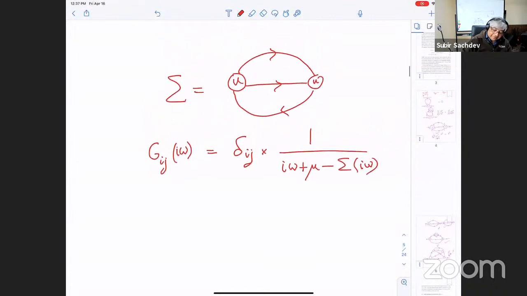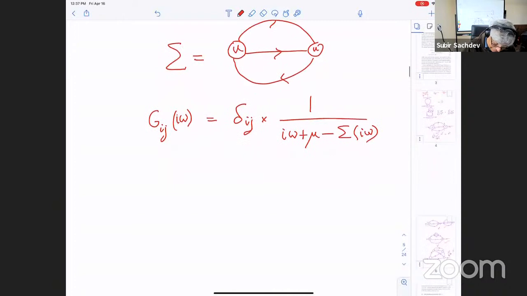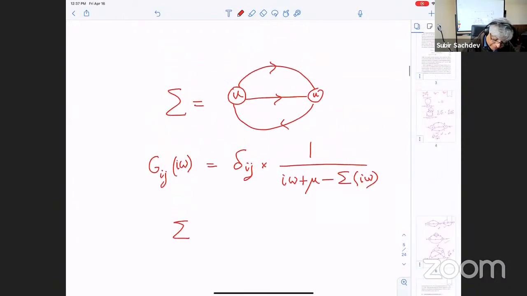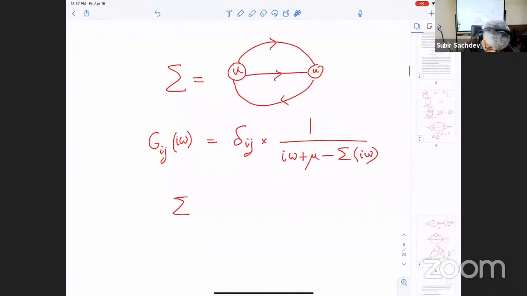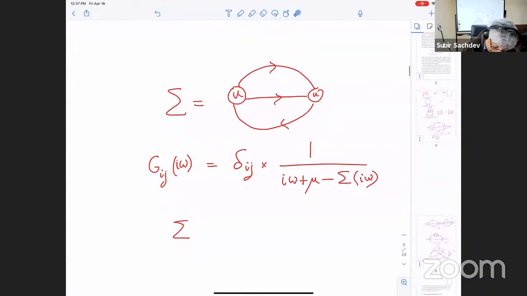And then I have this expression for sigma, and sigma turns out to be the following. Now here, in fact, it's better to write this in the time representation, not the frequency representation. You can write it in frequency if you want, but then you'll have two loops, it'll be like a two-loop expression. So sigma, but I'm going to do it in space time.